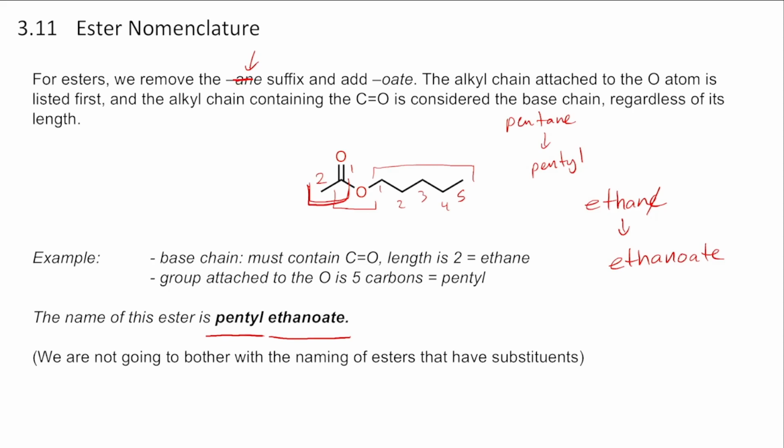The base chain is always the one that has the carbonyl group. The one that's listed first, the substituent, is always the one that's attached to the oxygen. And it doesn't matter which one's longer. Here we just go by which one is attached to the oxygen versus which is attached to the carbonyl group. We're not going to bother naming esters that have things attached to those chains. It gets a little bit more complex, but again, we're going to try to keep this relatively simple.